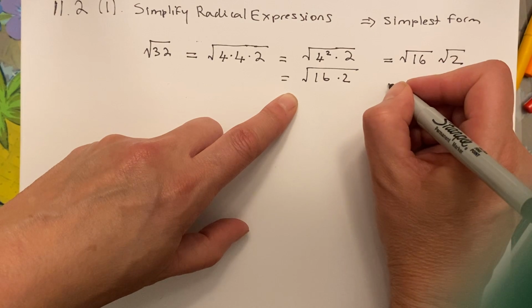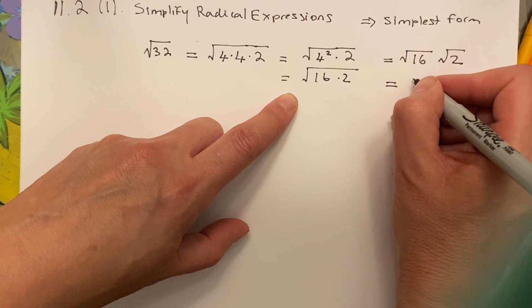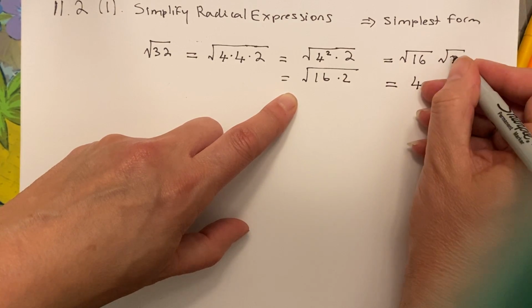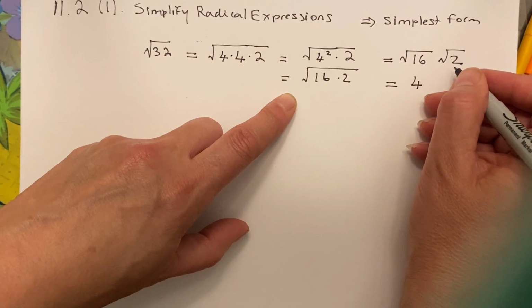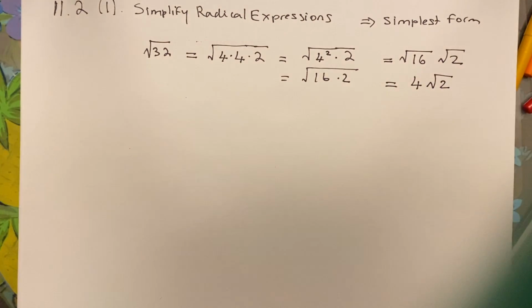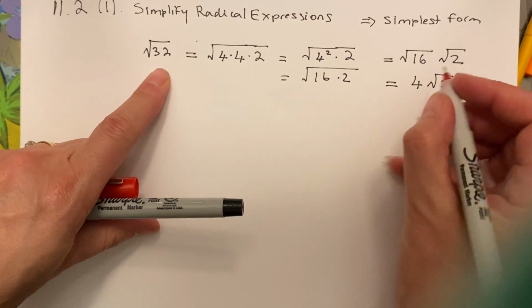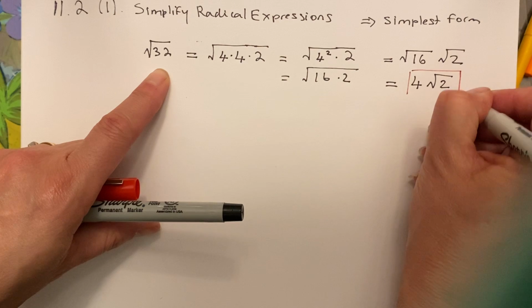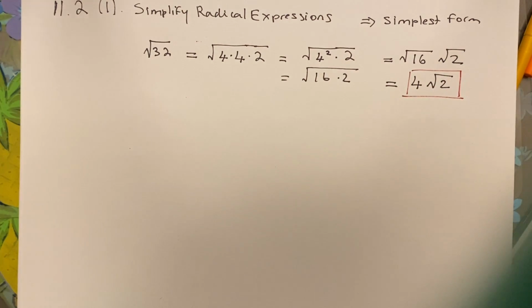And now you're able to separate out that square root of 16, which now becomes 4. But the 2, you can't get a perfect square of, so we're just going to leave that as square root of 2. And so the simplified form of the square root of 32 is 4 square root of 2.